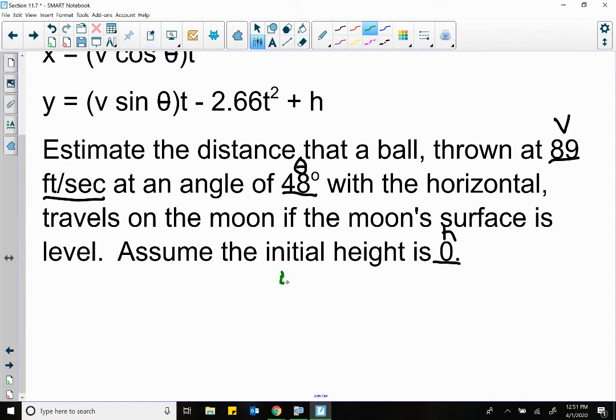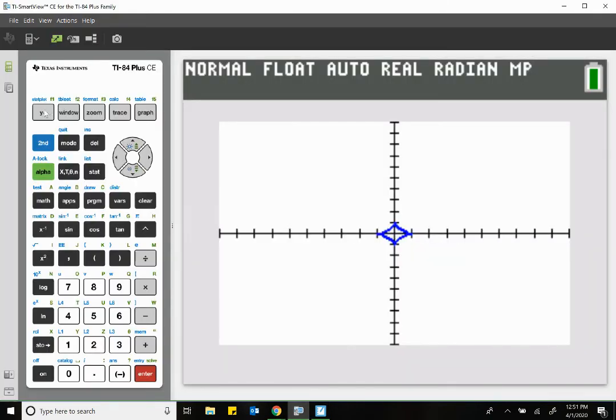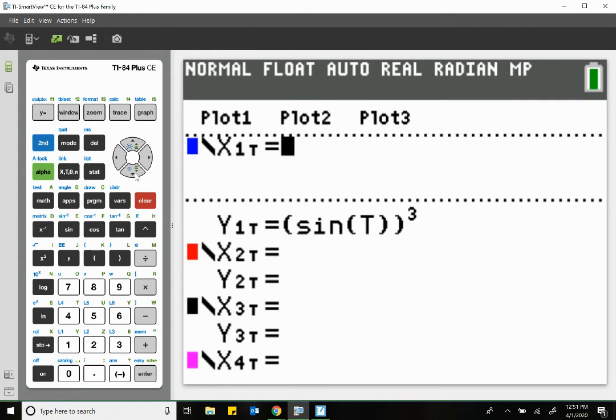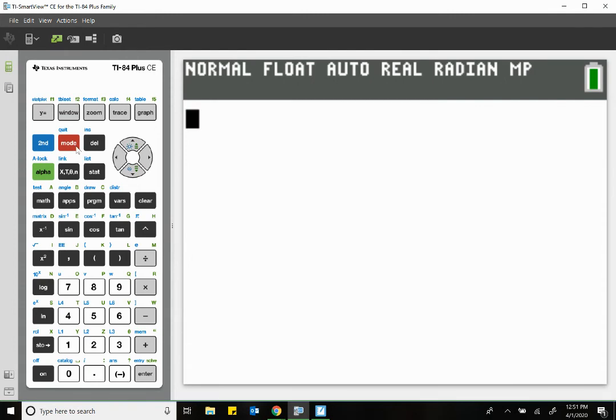Okay, so if we plug in, we get x equal to v, which is 89, cosine 48 degrees, t. Well, we can go to our calculator and figure this part out. X equals, so let's exit out of this. Let's just clear that out. Clear that out. Quit.